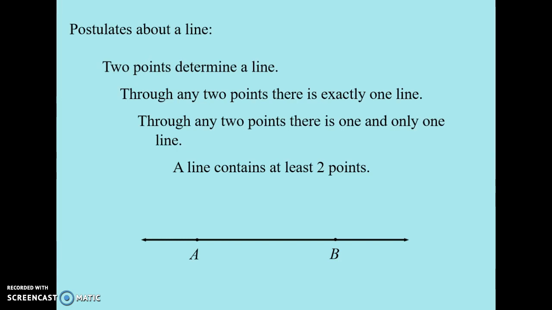And a line contains at least 2 points. So if I have a line, I know by a postulate that there are at least 2 points on that line.